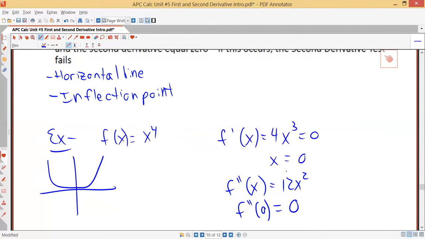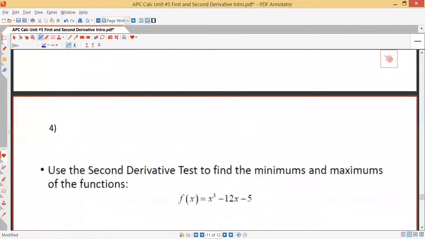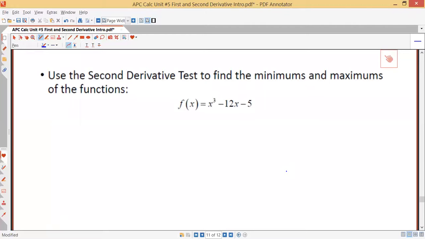So because it's confused, in other words, it can't evaluate that. So the second derivative test fails, as we said. When this happens, that would tell you to go back and do the first derivative test. That will solve that sort of situation for you. But let's see how easy the second derivative test is if it works. So let's see what happens. Use the second derivative test to find max and mins.